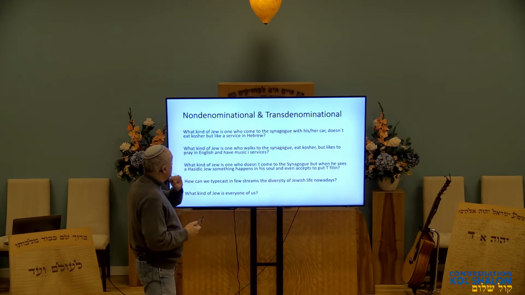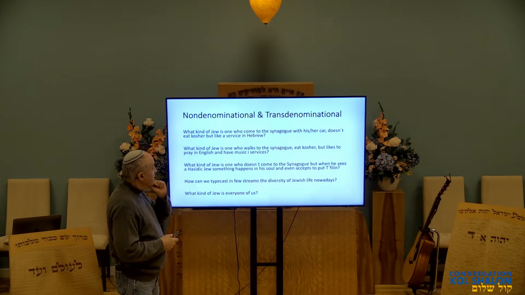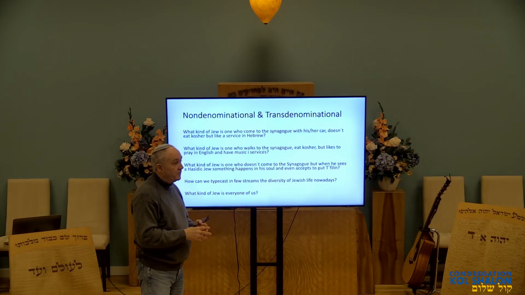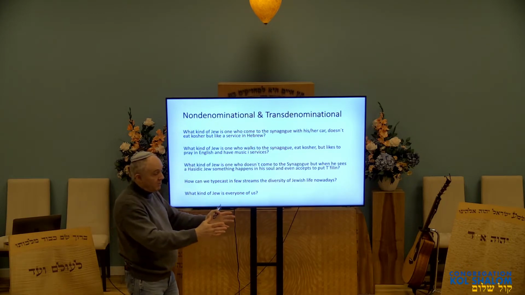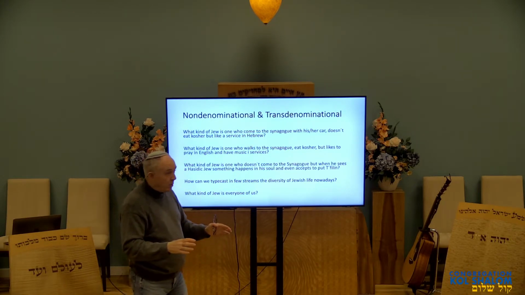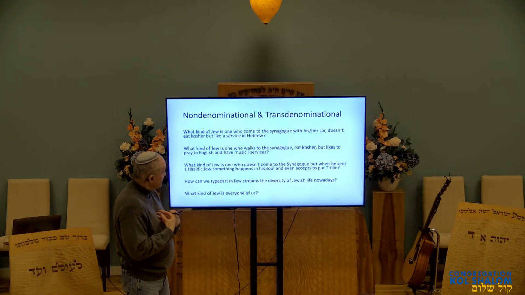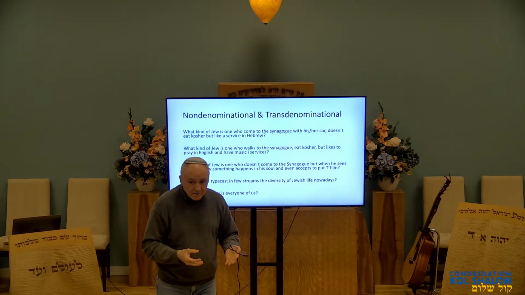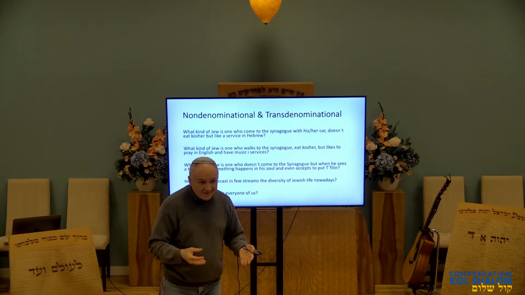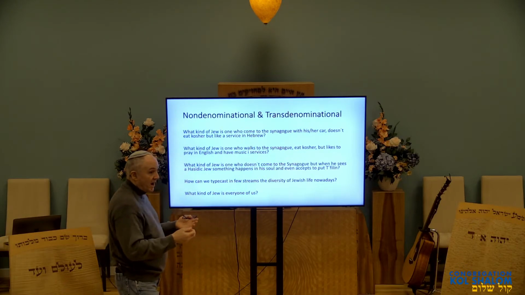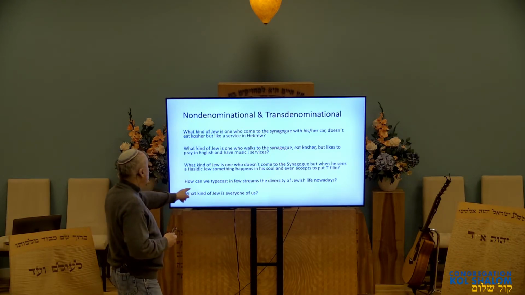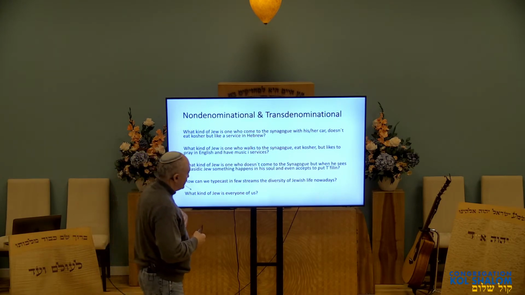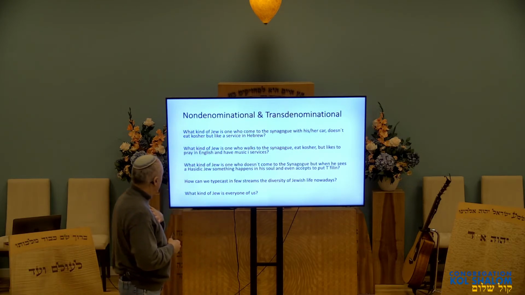So, what kind of Jew is one who doesn't come to the synagogue, but when he sees a Hasidic Jew, for instance, in the sukkah mobile or in the airport, something happens in his soul, and he even accepts to put on tefillin? What's going on there? It happens a lot. How can we typecast in a few streams the diversity of Jewish life nowadays?